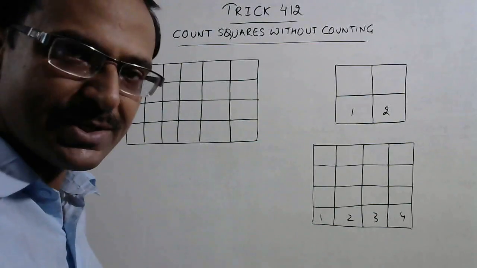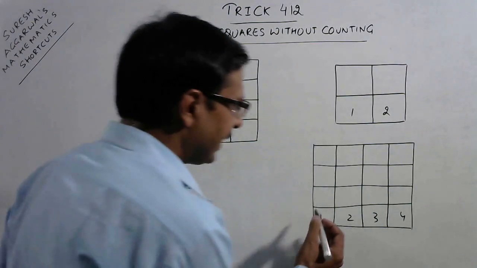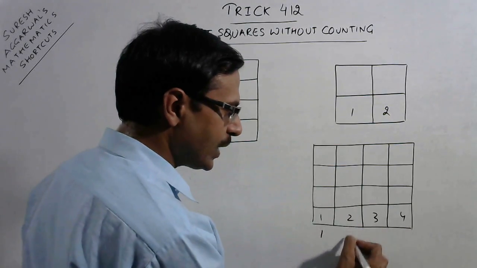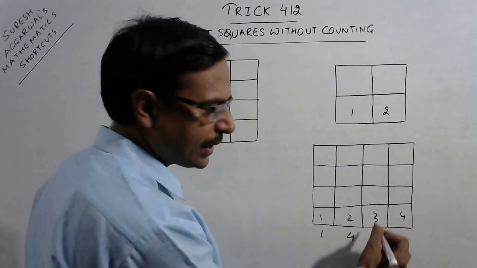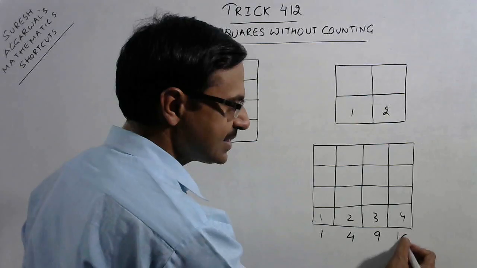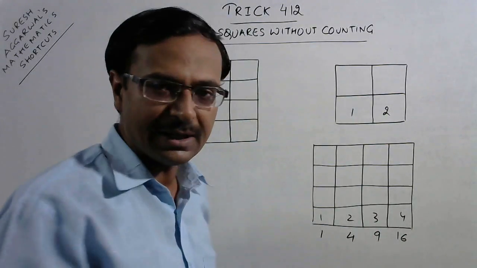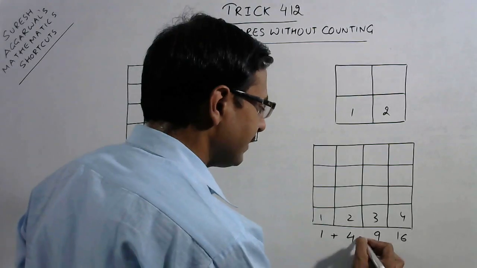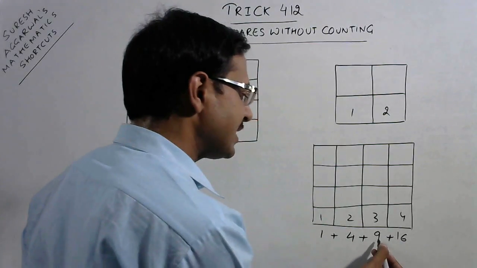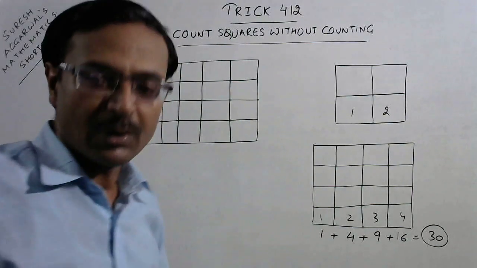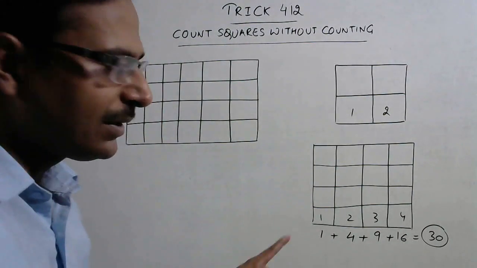Now how do you do this? You have to write the squares of these four numbers. See, 1 square is 1, 2 square is 4, 3 square is 9, and 4 square is 16. So just write the squares of all the numbers you have written in the bottom row and just add them. So 16 plus 9 is 25 plus 5 is 30. So that gives you your answer. The number of squares in this figure is 30.